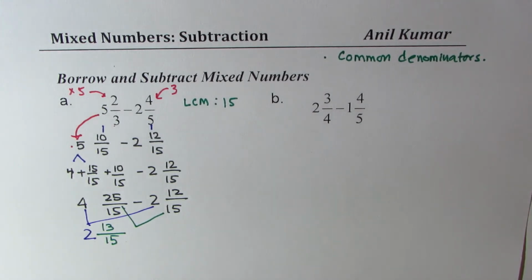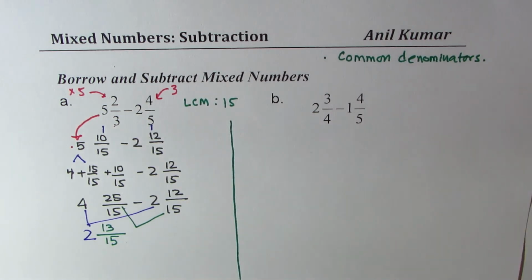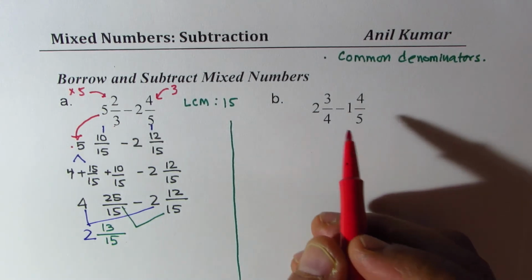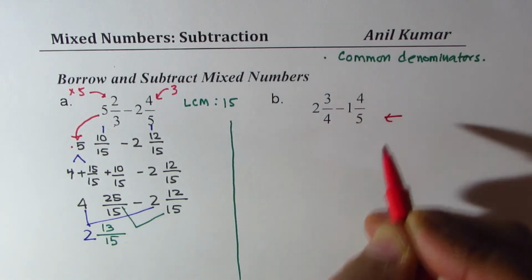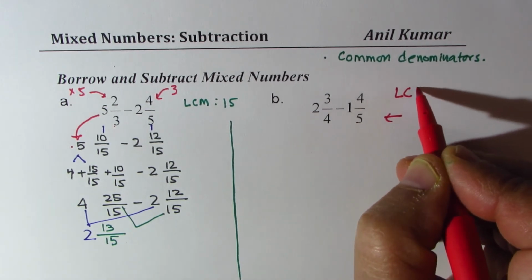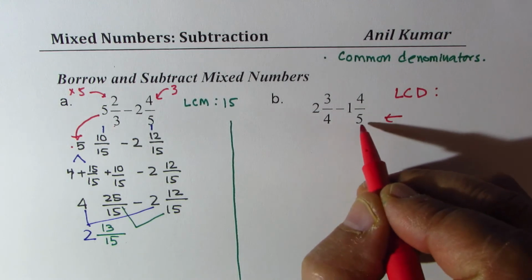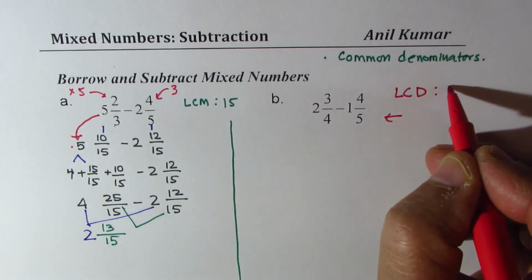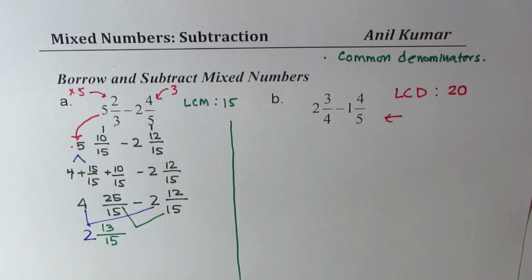So I hope that makes sense, right? Now let's take up the next example again to understand the whole process. So the first step here is to write with common denominators. In this case, we always say lowest common denominator also at times. Lowest common denominator could be what? It could be 20, right? So we have to make them both as 20.